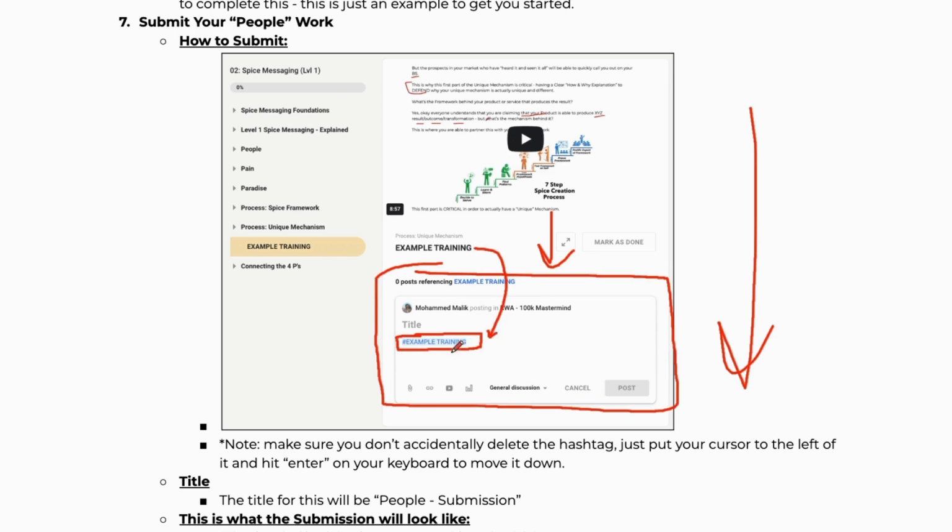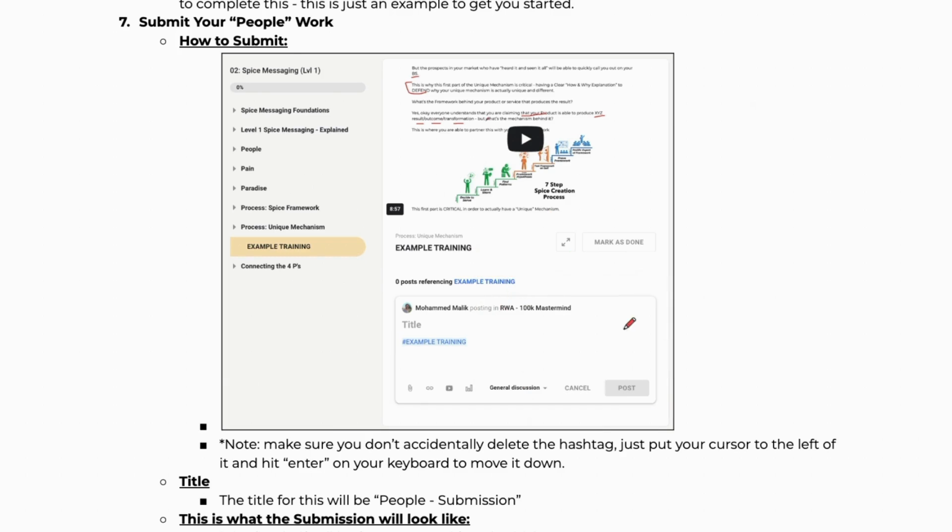This hashtag is very important because, on the 100K Mastermind platform, it allows the system to know that every single post that has this hashtag needs to belong in this section right underneath here. It's going to allow everything to be organized, and it's also going to allow you to see other students' work, nice and organized underneath this training when it comes to submitting your people work. Okay, so please make sure that you do not accidentally delete that hashtag.